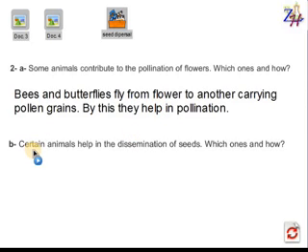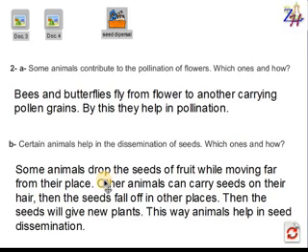Now, part B. Certain animals help in the dissemination of seeds. Which ones and how? As we also saw in the document, some animals drop the seeds of fruit while moving far from their places. Other animals can carry seeds on their hair, then the seeds fall off in other places. Then the seeds will give new plants. This way, animals help in seed dissemination.